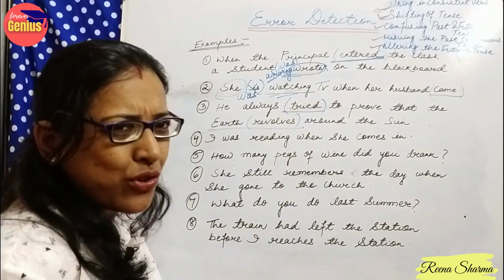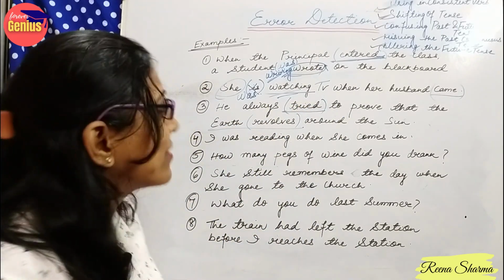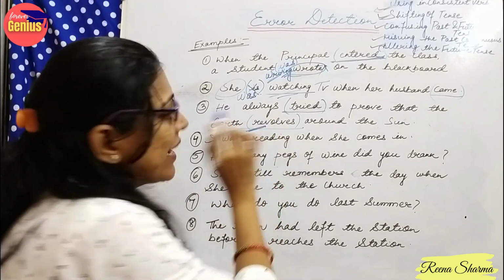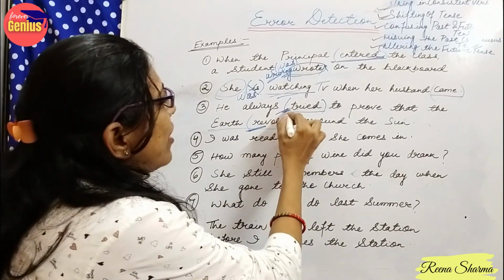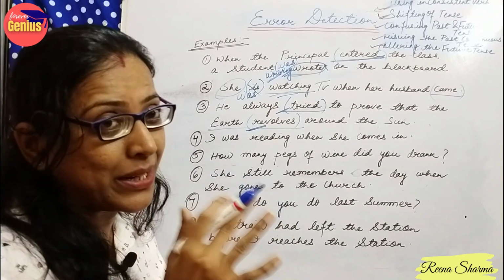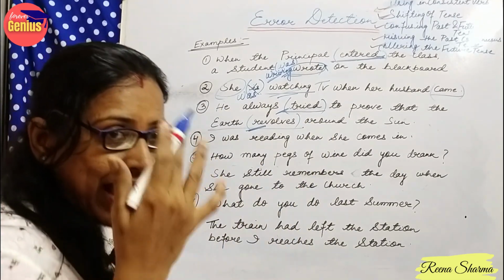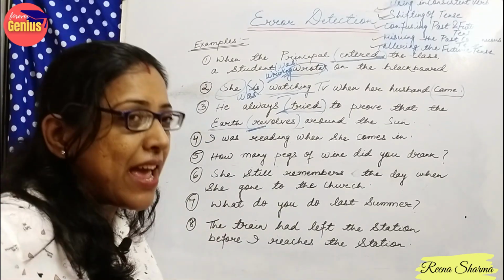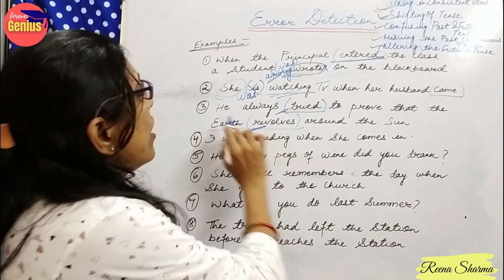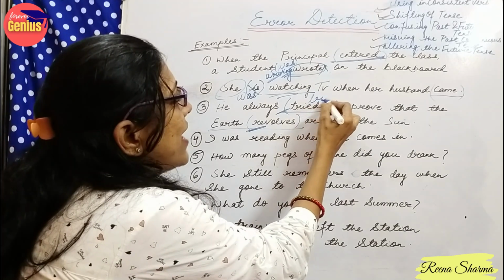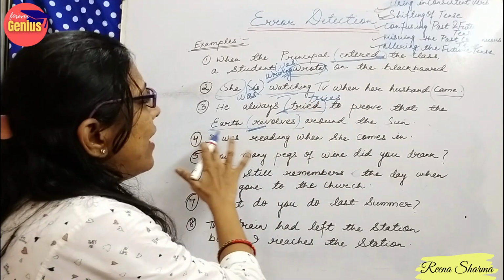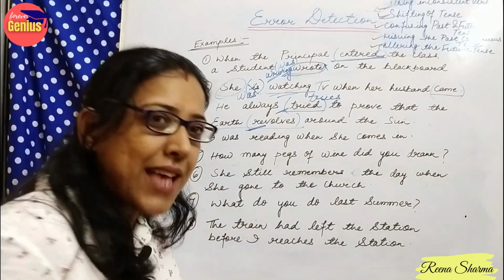But it doesn't sound wrong. But of course it is wrong. See, it is a habitual activity, so this will also come into habitual activities. You cannot change it into past form. It is an act which it does every day. So he always tries to prove that the earth revolves around the sun.